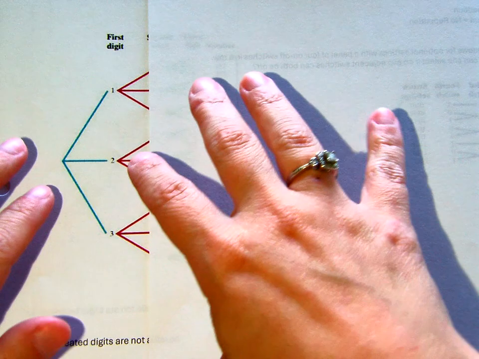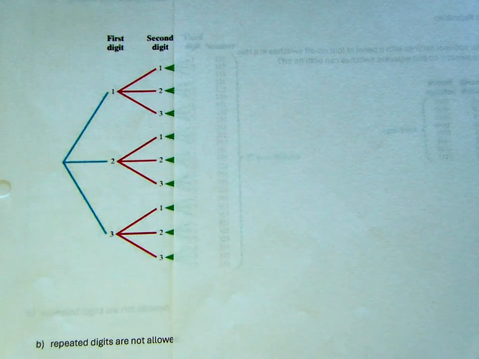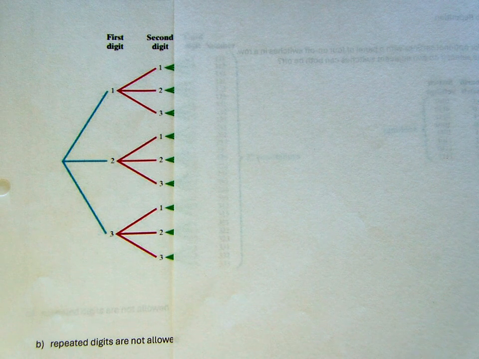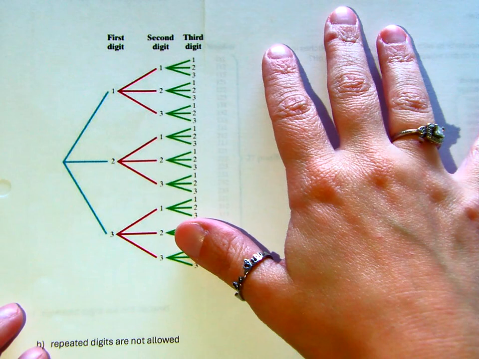So the second digit, no matter if your first digit's 1, 2, or 3, can be 1, 2, or 3, because we are allowed repeated digits. And so from each of my first digits, I'm going to have 3 branches off. And because we're allowed repeated digits, from each of my second digits, I'm allowed 3 branches off. Because if I have the number 1, 1, the next digit could be a 1, a 2, or a 3. See how small they get? They get really small.